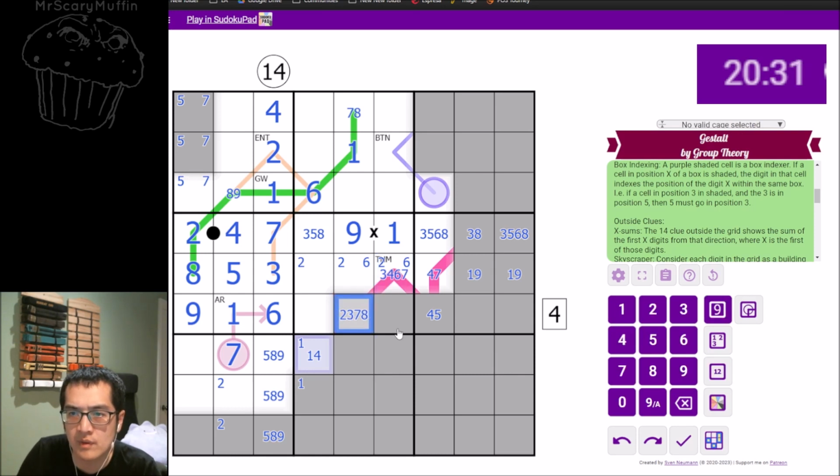This can't be a 4. And it can't be a 2 either because we have this, which means this cannot be a 3. It already can't be a 3. You see that? Does it make a 4-7 pair here? No, it could still be a 6.